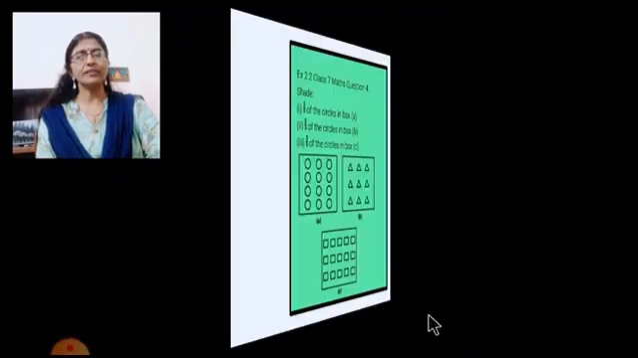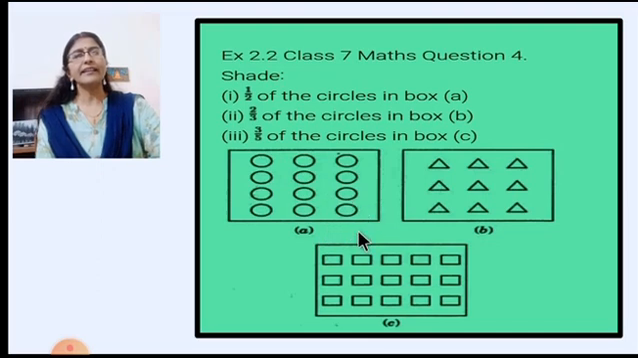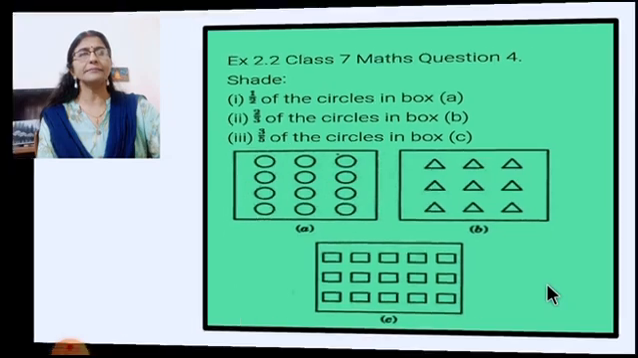Now let us go to the next question. Question number 4. Here again it is shown: half of the circles in box A. Second one, you have to shade and show 2/3 of the circles in box B. Actually it is not circles, it's triangles. And the third one is 3/5 of the circles in box C. So let us do this. I'll just tell you how to solve it. Let us go to the next slide and see.